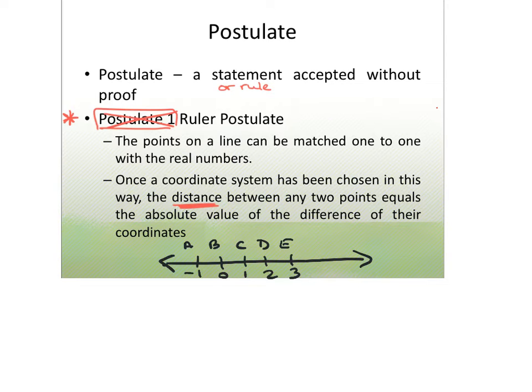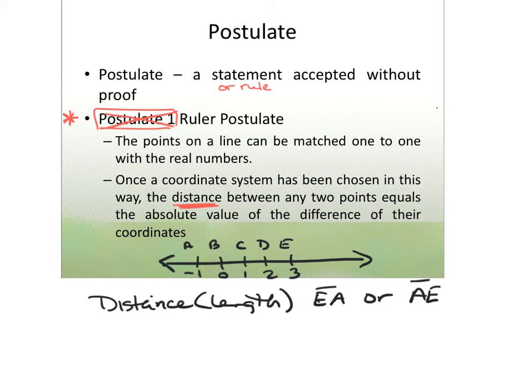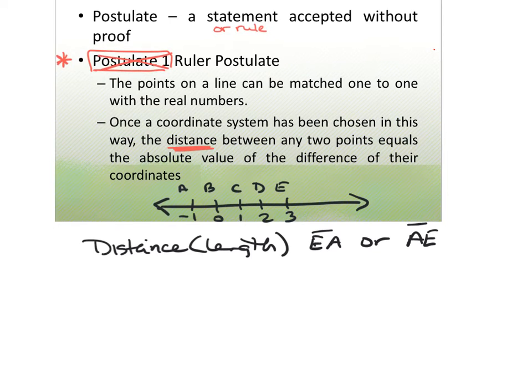And let's say I ask you to find the distance or the length of EA, or it could be AE. Remember, when we name a segment, the order doesn't matter. So we have really 3 different options here. We can either decide to count how many spaces it is from A to E, and it's 1, 2, 3, 4 spaces. So we would say that distance is 4.